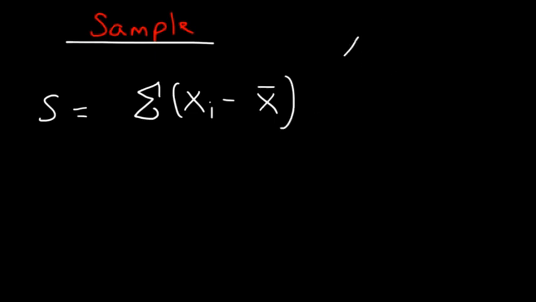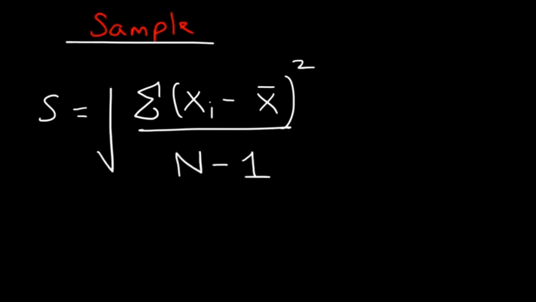In the other equation, we had the population mean represented by mu, but this is the sample mean, which is basically the average of all the data points in the set. And then you have to square it, but it's going to be divided by n minus 1 as opposed to n. And so that's how you calculate the standard deviation of a sample.